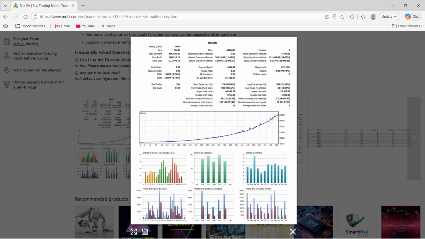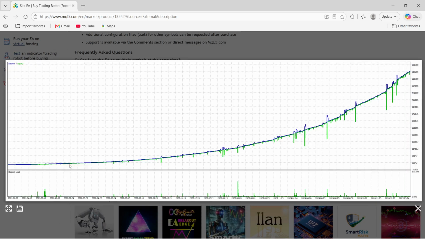Okay, as you can see, the initial deposit was not stated here, but we have a total net profit over the period of $606,936. The profit factor was 2.59, which was pretty decent. And we have a balance drawdown of 11.43%. Taking a look at the equity curve, you can see it starts off a bit slowly and then picks up over time at the mid-range, and then you have the sharp movement to the upside when you get further to the right-hand side of the graph.